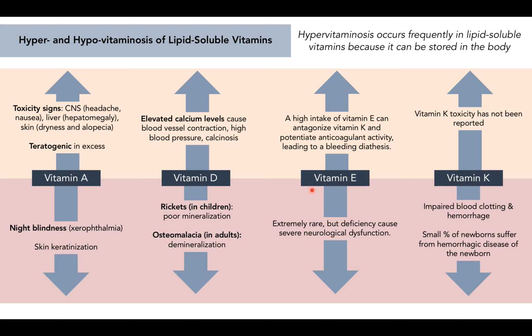Now, moving on to vitamin E, if you have too much vitamin E, then this can actually antagonize vitamin K and create anticoagulant activity leading to bleeding. Now, too little vitamin E is rare, but deficiency can cause neurological dysfunction. Vitamin K toxicity, or hypervitaminosis K, on the other hand, has not been reported, so that's unclear. But vitamin K deficiency usually causes impaired blood clotting and hemorrhage.